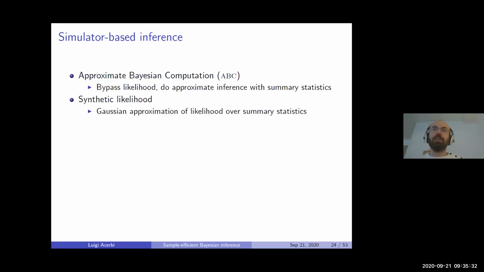Very good. Another approach is synthetic likelihood, in which, again, you generate data, you compute some summary statistics, and then you compute a Gaussian approximation, usually, of these summary statistics, and use that to build an approximate likelihood. So you build a likelihood through this assumption of Gaussianity and only using the summary statistics of the data.